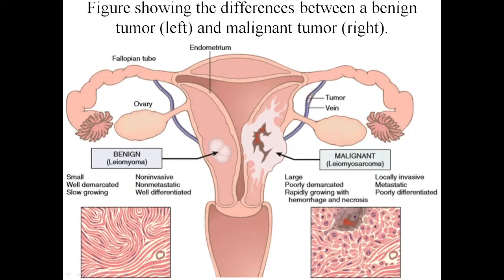In these pictures, you can see some cells of this malignant tumor, and they are different from the other pictures. These cells are poorly differentiated. These are the signs of the difference between the benign and the malignant tumor.